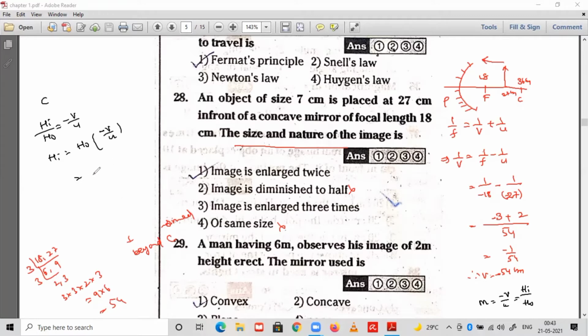What is ho here? It will be plus 7 centimeters, and what is the V value? We got minus 54, divided by the U value, which is 27. So that is 2, and ho times 2 is 14 centimeters. Here, sorry, I forgot to write the minus sign: V is minus 54, so it will be minus 14 centimeters. So it will be double the size. Option 1 is the correct one.